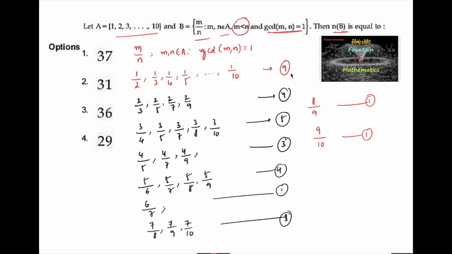So here the total number is 9 plus 4 is 13, 13 plus 5 is 18, 18 plus 3 is 21, 21 plus 4 is 25, 26, 26 plus 3 is 29, 29 plus 2 is 31. So we can say that the number of elements in set B is 31. So we can go with option B.